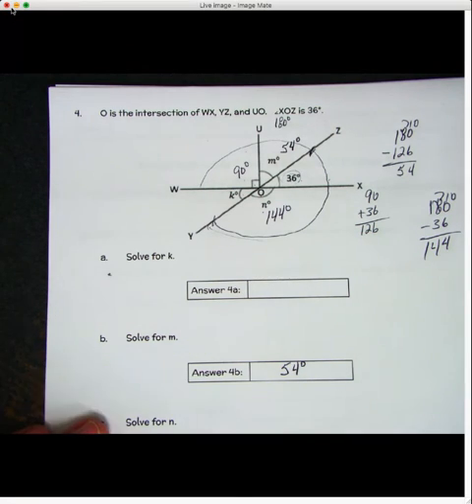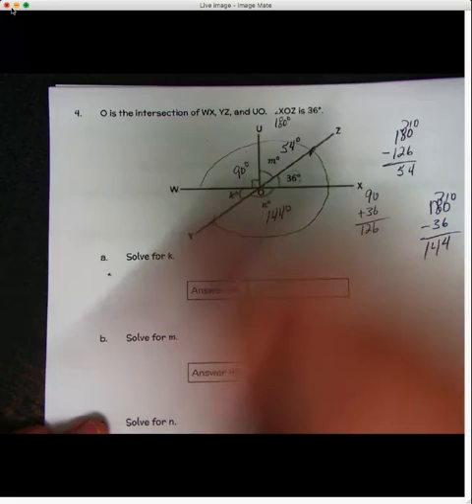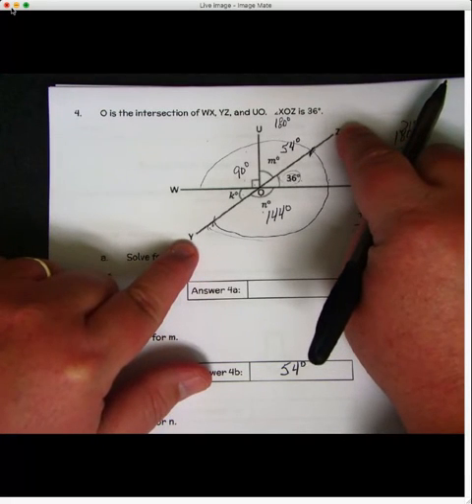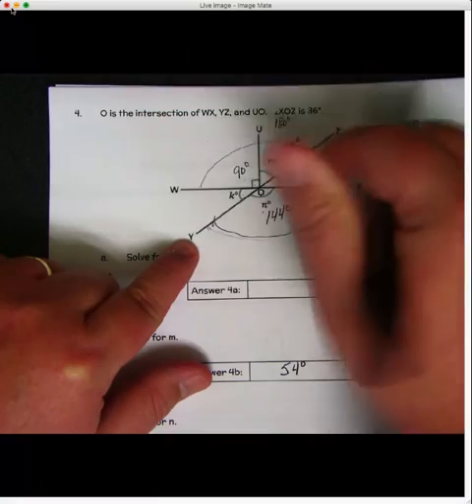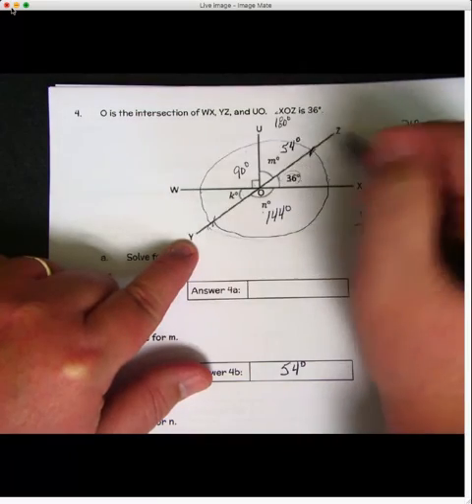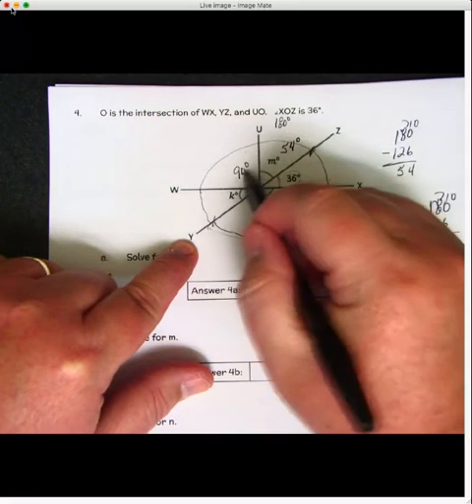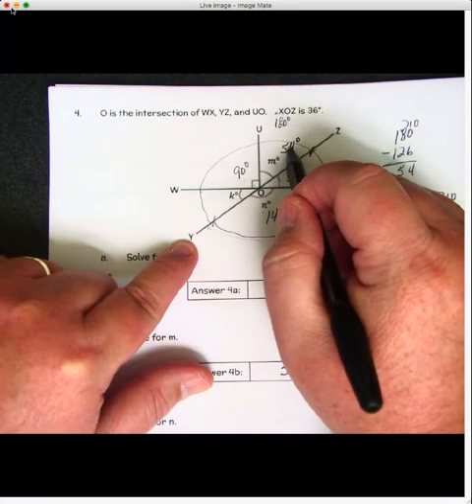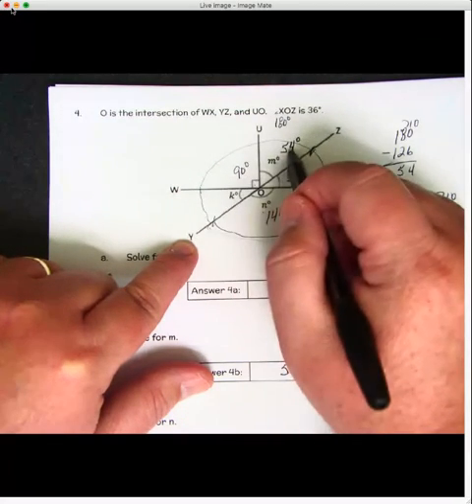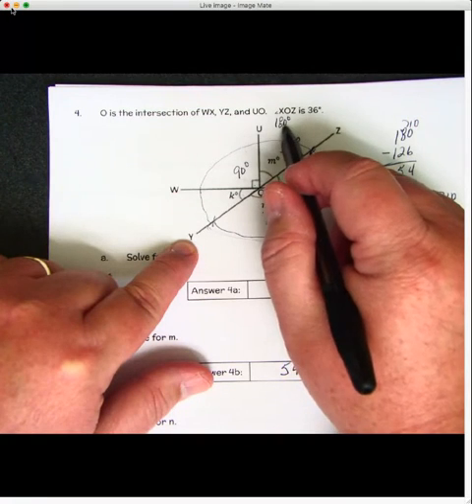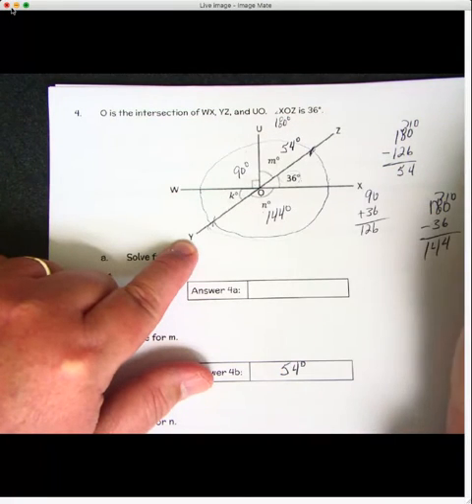All right, now, I've got one angle to go, angle K. So we have a couple options. If we were to look at this straight angle YZ, we could go, okay, from here to here is 180. So I could add 90 plus 54 and get, what would that be? 144 and subtract that from 180 and I can get my answer.